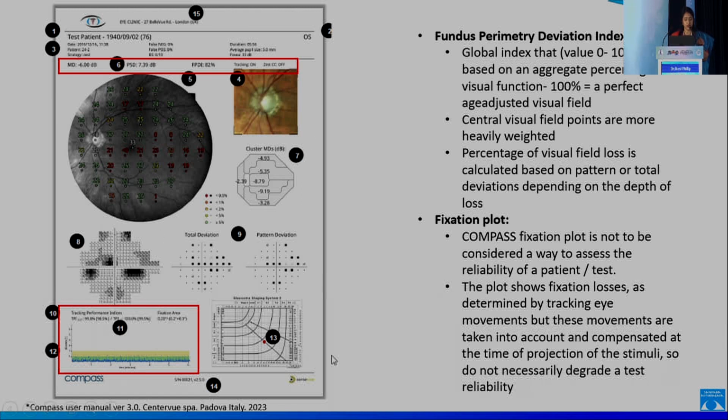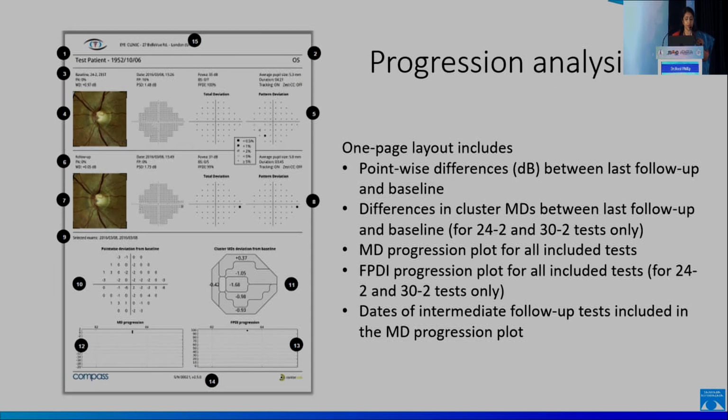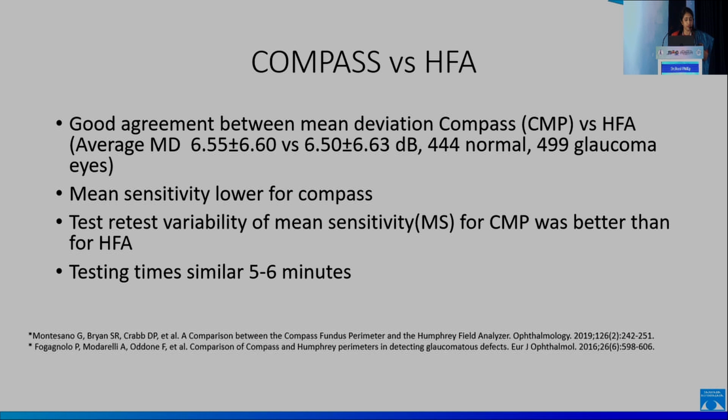And also that there's a fixation plot, but even if you have defects on that, it is not an indicator of the reliability of the test, as the machine corrects for the eye movements while projecting the stimulus, so that it does not necessarily degrade the test reliability. Progression analysis is also available, both the mean deviation as well as the FPDI, and cluster progression is also available. There is good agreement between mean deviation in COMPASS and HFA, and the test-retest variability was better than for HFA, and the testing times were similar.